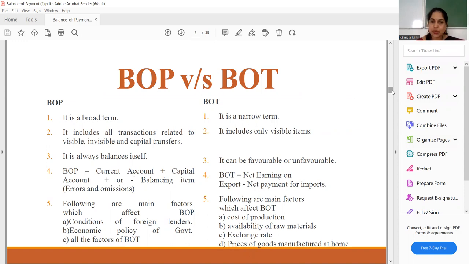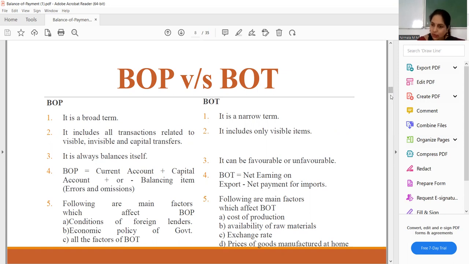Talking about the distinction between BOP and BOT, BOP is a broader term because it takes into account visibles, invisibles, and capital transfers, but balance of trade takes account only of the visibles of an economy. Hence, it is considered to be a narrow one. And balance of payment includes all transactions, including, as I said, visibles, invisibles, and capital, but balance of trade includes only the visible items.